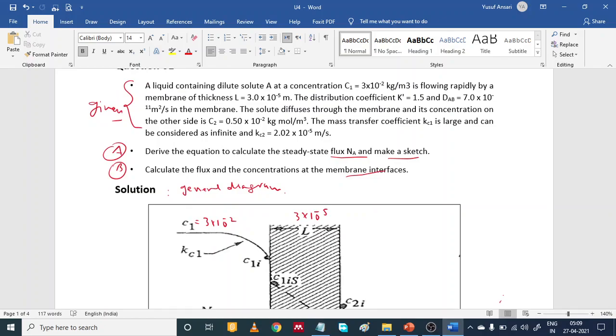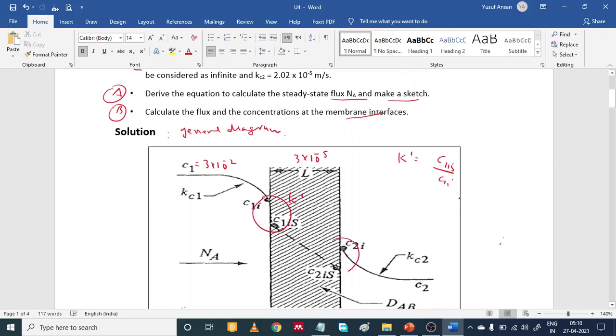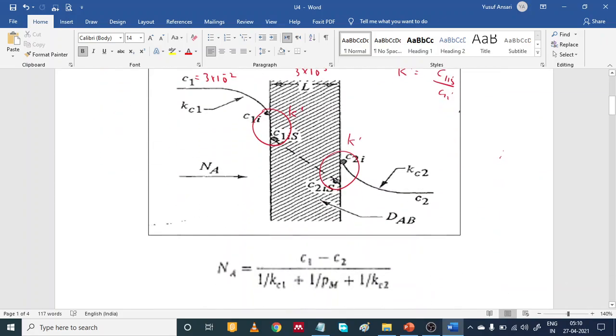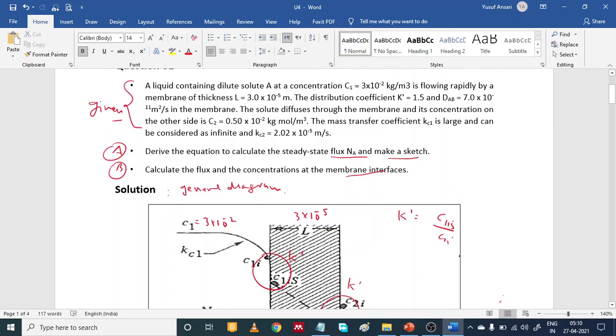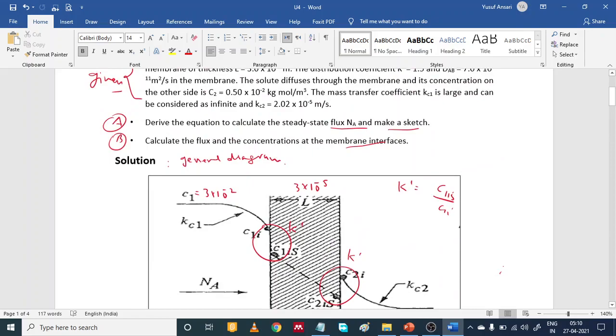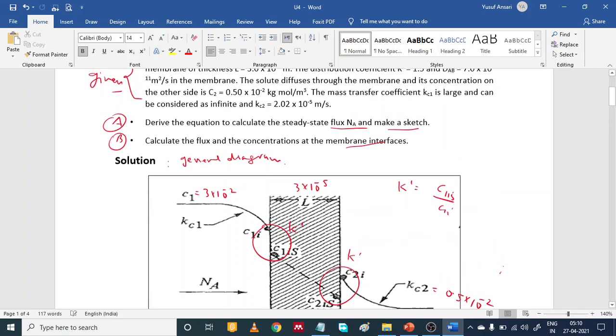Again the K value: K dash defines the ratio of the solid-side concentration to the interface value, and this is defined by K dash at both interfaces. The diffusivity DAB is given as 7 × 10⁻¹¹. C2, the concentration, is given as 0.5 × 10⁻² kilomoles per meter cube.